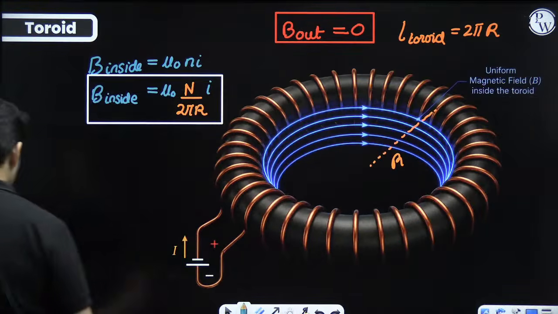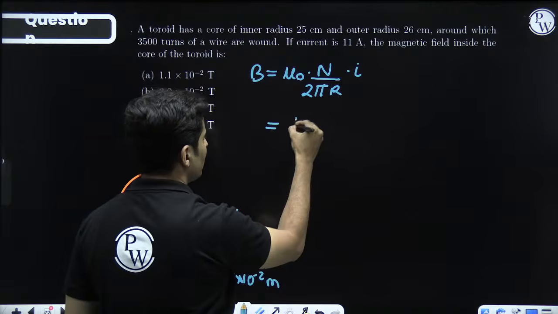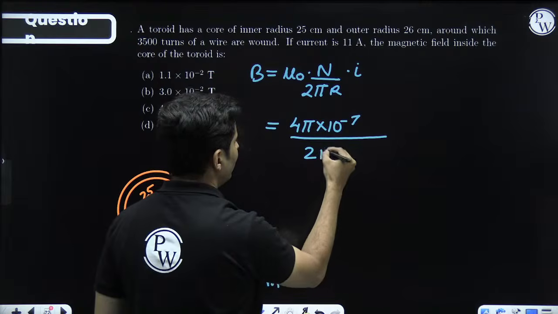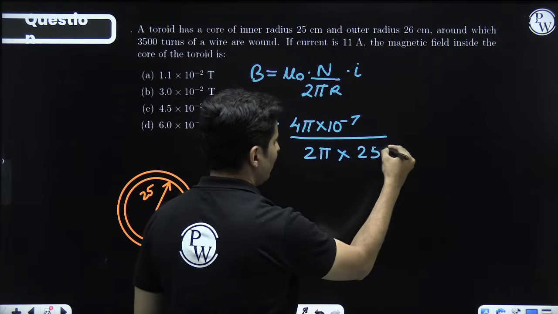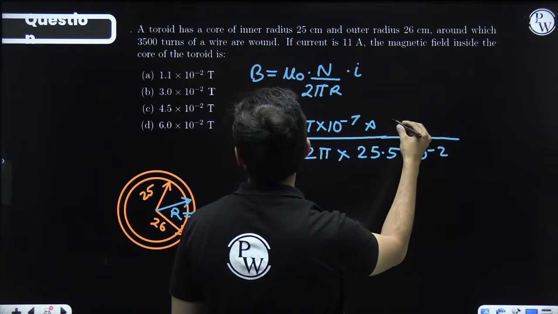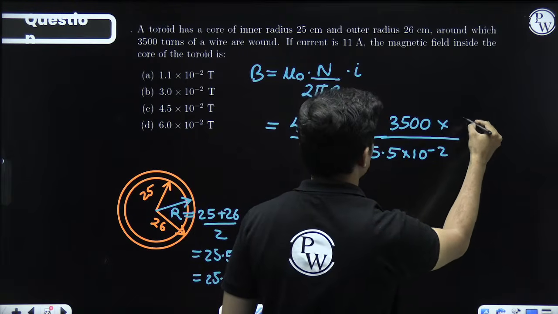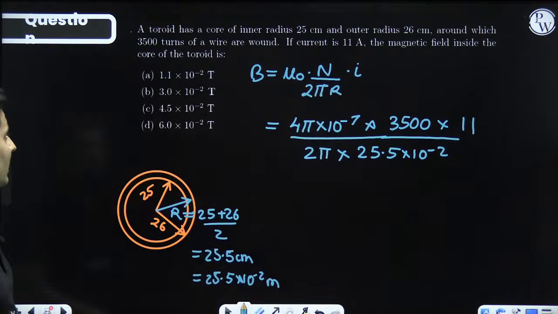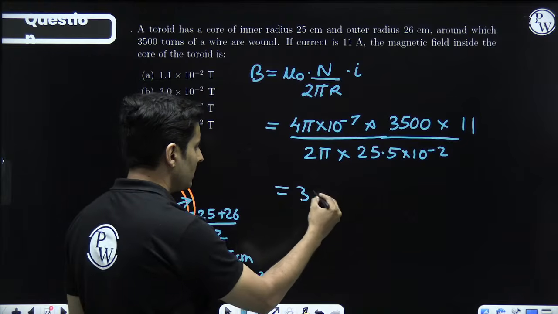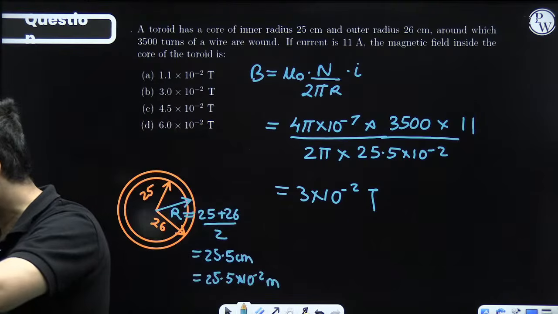Great. So just put all those values and you will get the answer. Nothing else. So mu naught is 4 pi into 10 to the power minus 7. You have 2 pi over here. Radius is this, which is 25.5 into 10 to the power negative 2. Number of turns is 3500, and current is 11. That's it. So solve this and you will get the answer as 3 into 10 to the power minus 2 Tesla. Cool, everyone? Perfect. Very good.